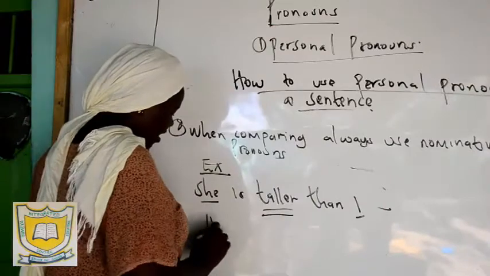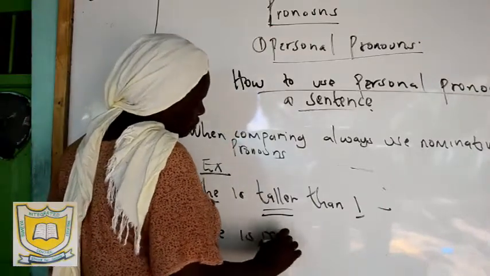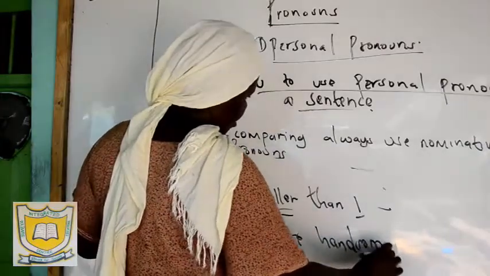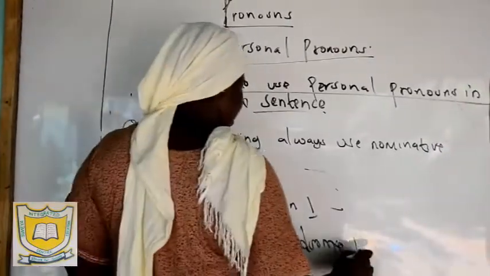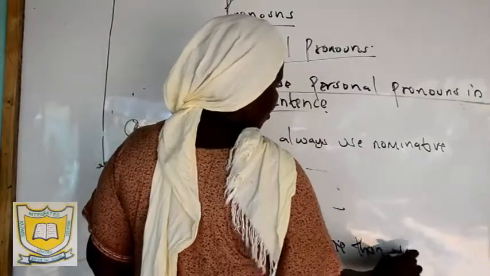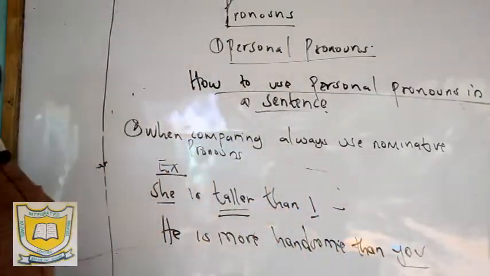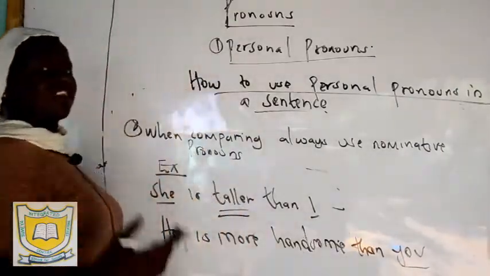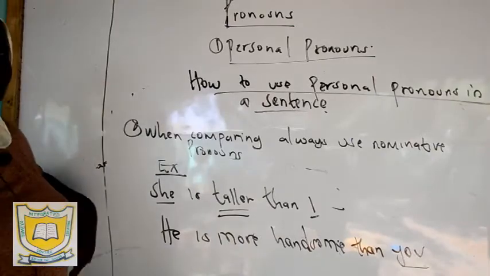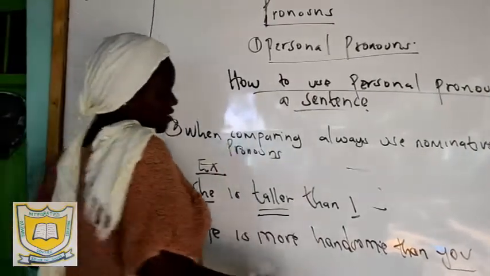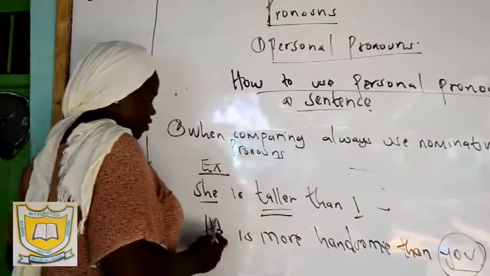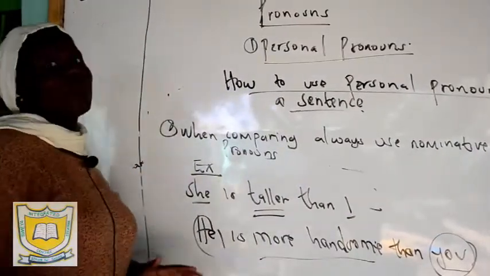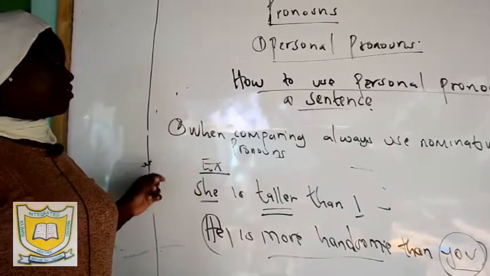You can say he is more handsome than you. You realize that you is a personal pronoun, at the same time an objective personal pronoun, and it can also be a nominative personal pronoun. So he is more handsome than you. So you have you, and then you have he, and I have more handsome, which is the comparative. I hope I'm clear. When you are comparing, always use the nominative pronoun.